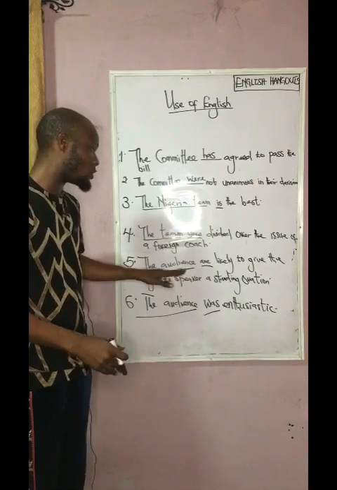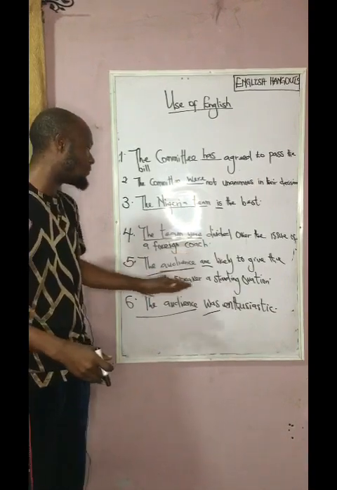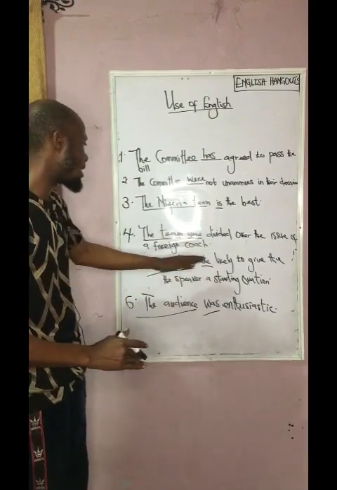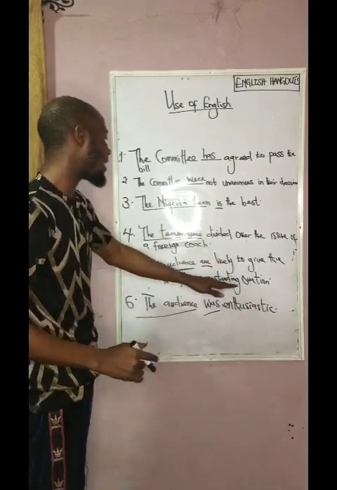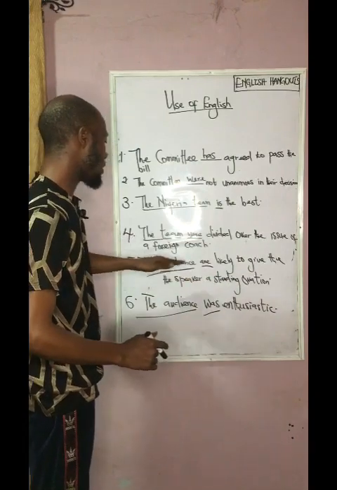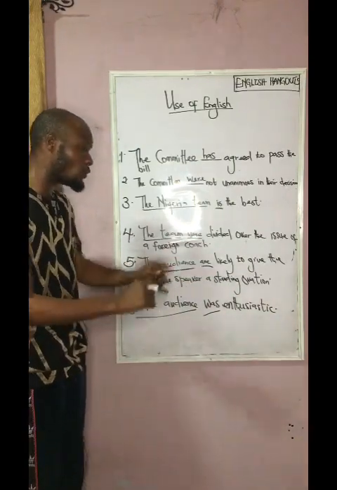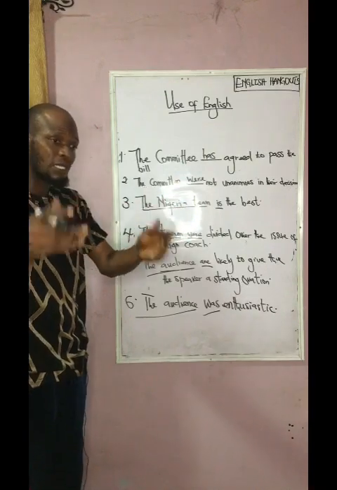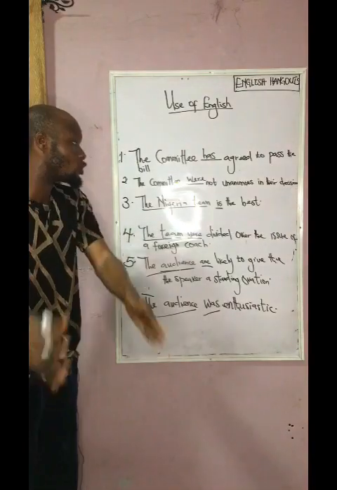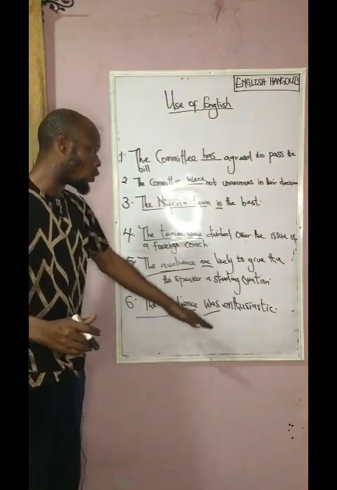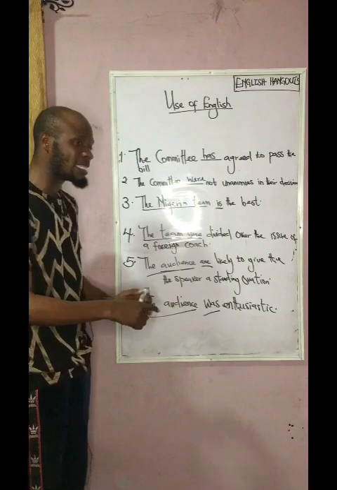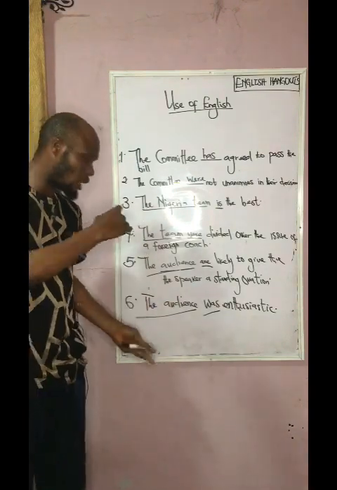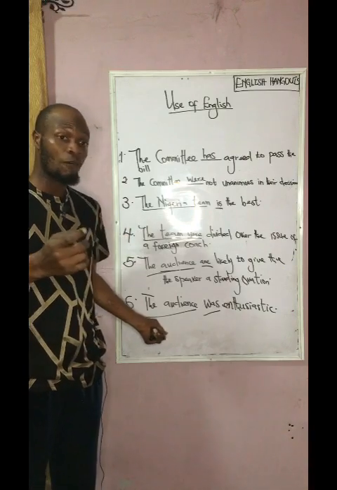The same thing applies to the audience. The audience are likely to give the speaker a standing ovation. This audience is performing the function of what? A different group of persons performing different functions. The audience was enthusiastic. The audience here is performing the function of an entity.